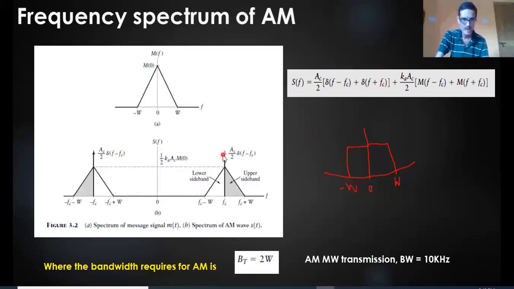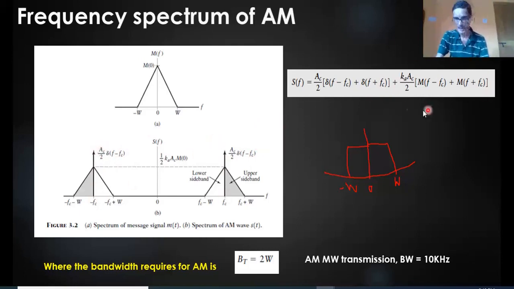That means this is equivalent to this delta function here, which has a magnitude of Ac by 2, delta of f minus fc, the first part. The second part has the same amplitude of Ac by 2, delta of f plus fc. That's what I have, two delta functions. So two delta functions are represented.